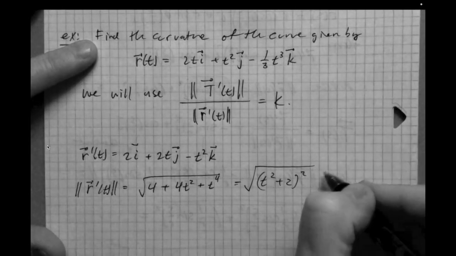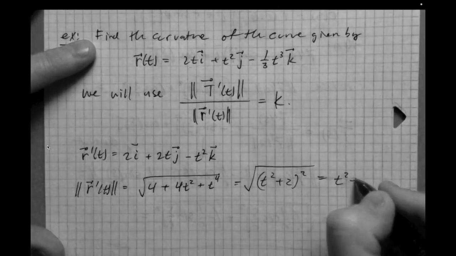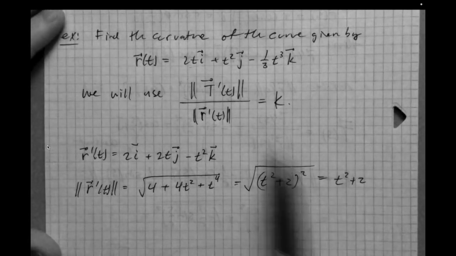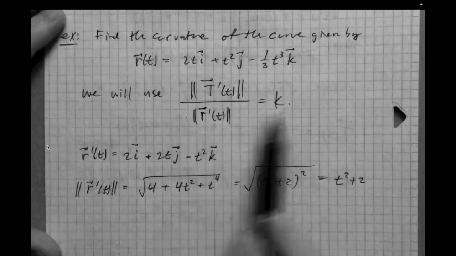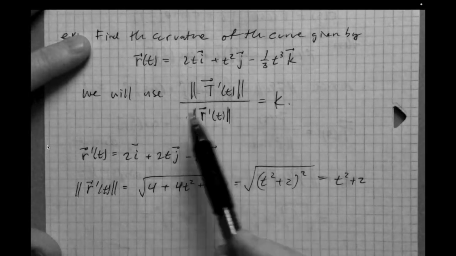And that helps a lot, right? Because then you can ditch the radical, and this is just t squared plus 2. Okay. All right, so that is r prime and the norm of r prime. Okay, things that we'll need. So this will eventually be the denominator of the curvature expression. But now we need to find T and then differentiate it and then calculate the norm.